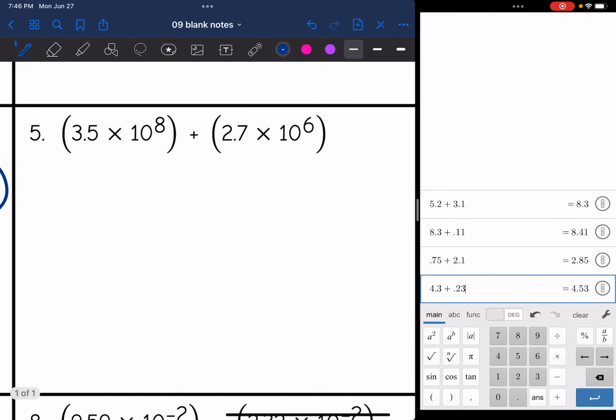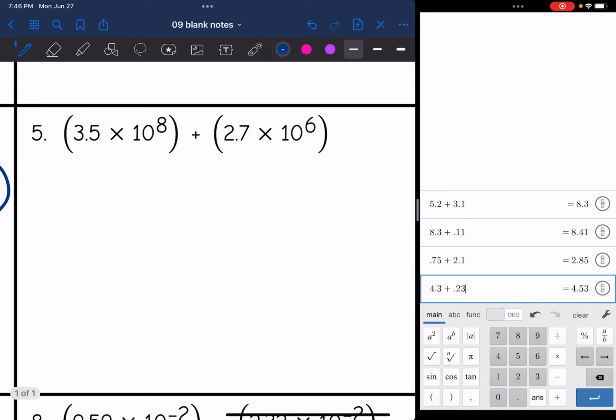Okay, number 5. So these are 2 apart. So what I'm going to do is I'm going to subtract from this one and add from this one, and then it'll get both of them to be 7. So I'm going to have to use a part of LARS on both of them. So I want to subtract from this exponent, so that means I'm going to have to move this to the right. So it'll be 35 times 10 to the 7th.